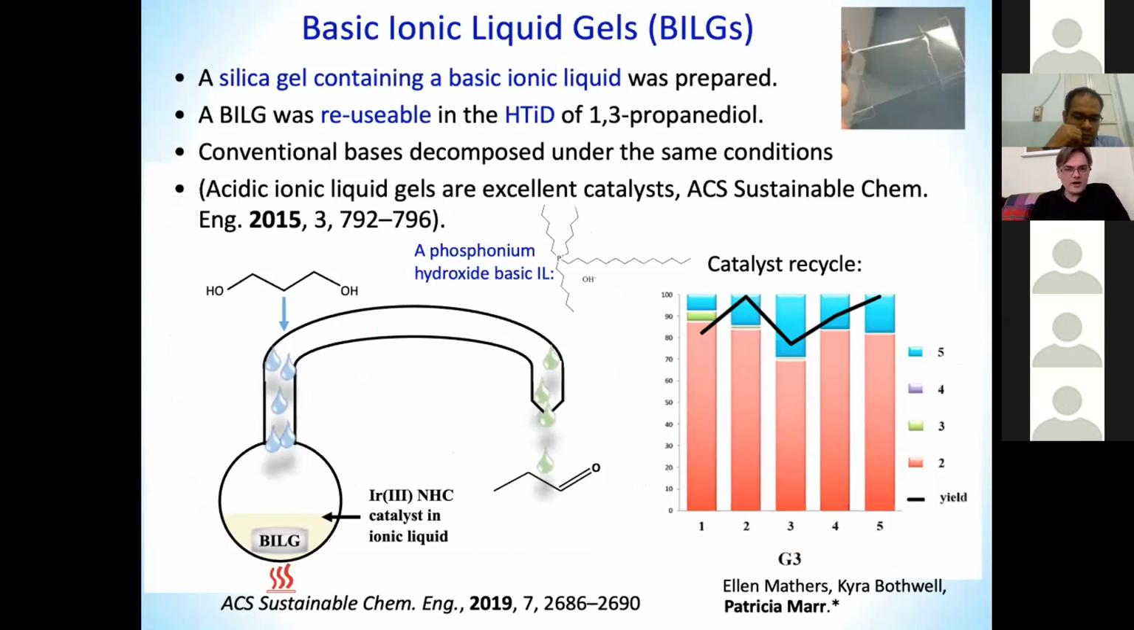Now, I'm not going to talk about ionic liquid gels because I don't have time, but we have had a whole series of different experiments on these and shown acidic ionic liquid gels as well. This silica ionic liquid gel, it's basically just silica with a basic ionic liquid entrapped inside. And what we found with this was that if we use that instead of the soluble base or semi-soluble base, and we put the catalyst in, then we could run the reaction again and again with no decomposition of the base. The ionic liquid inside that is a phosphonium hydroxide in this case.